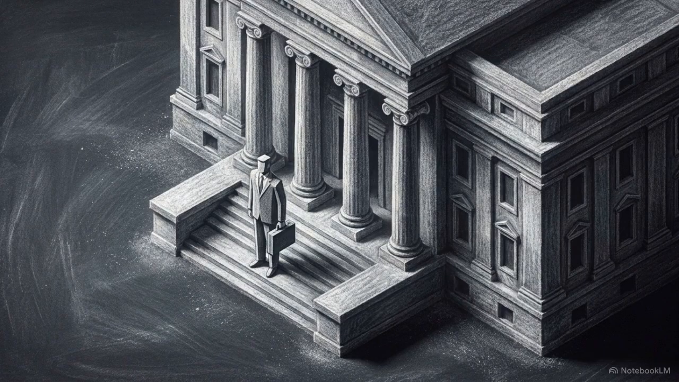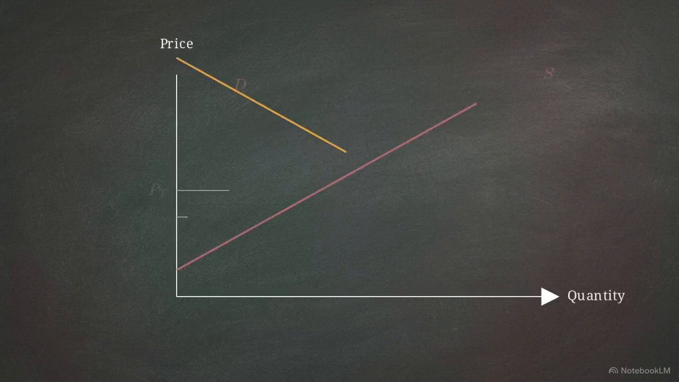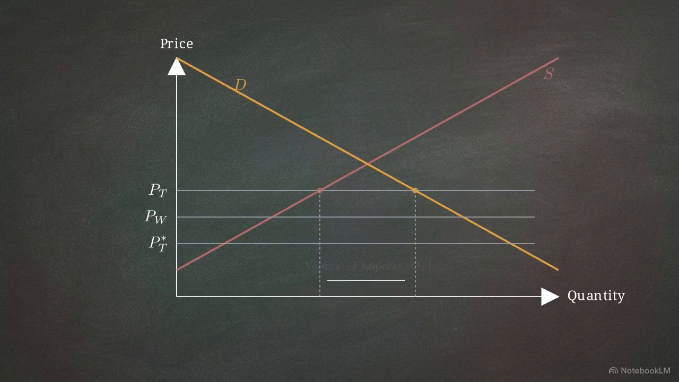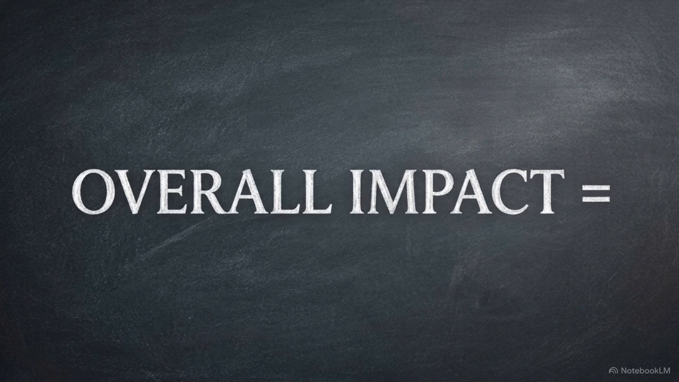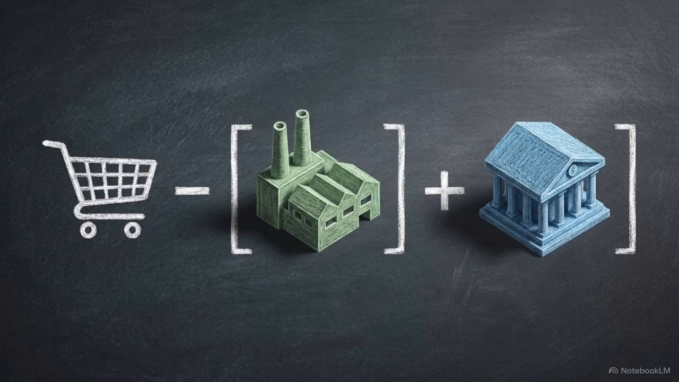To balance the equation, we have to look at a third player in the market. The government collects taxes on every unit imported. Multiplying the tariff rate by the new, lower volume of imports yields the exact revenue captured by the state. To find the true national impact of the policy, we use a definitive net welfare equation. We take the total consumer loss and subtract both the producer gain and the government revenue.